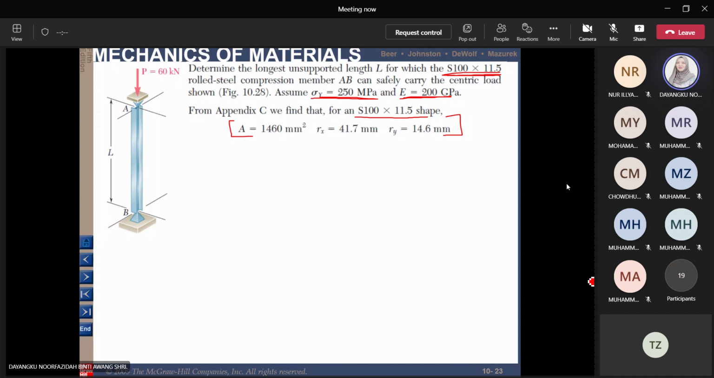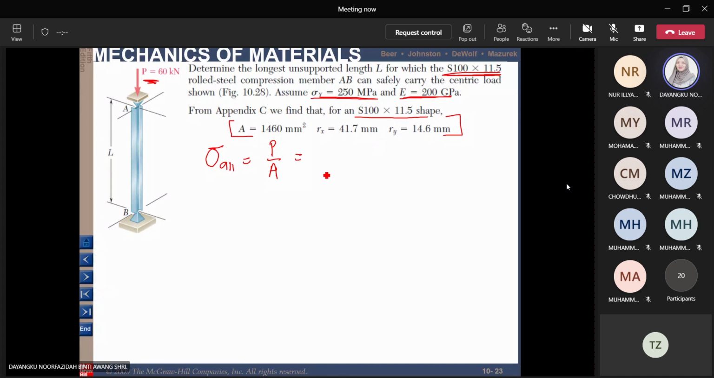All right. So now we need to calculate the value of allowable stresses. So allowable stresses for this point here. We have our P given here, 60 kilonewton. So allowable stress is just P divided by area here. You need to change the area into meter square, and then get the value of our allowable stress here.